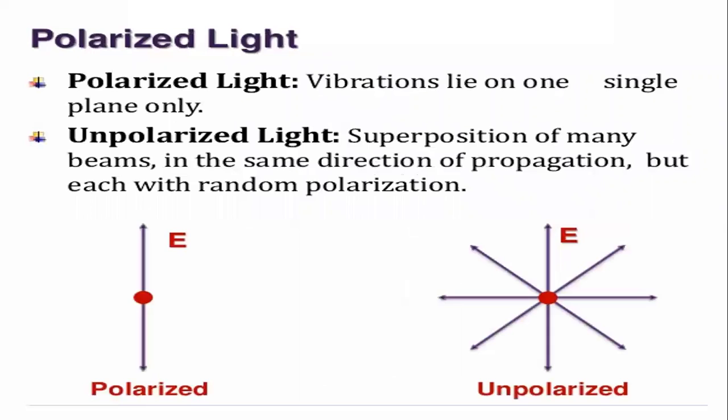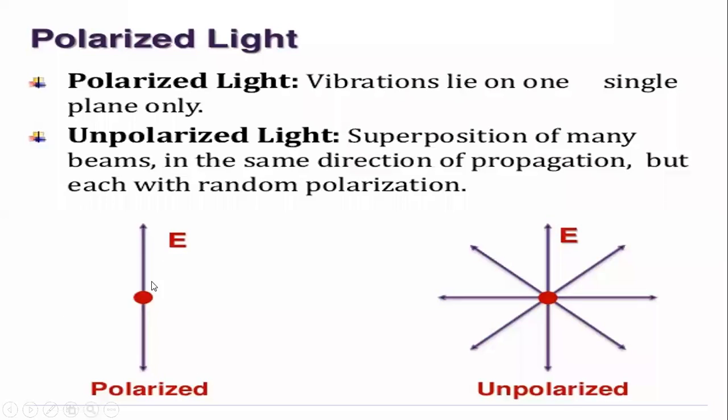So next is how light will be polarized, and what is meant by polarized and unpolarized light, so that you can find it easily by looking at the figure or the diagram. Okay, so see here what is going on. Polarized light is nothing but light whose vibration lies on a single plane only.